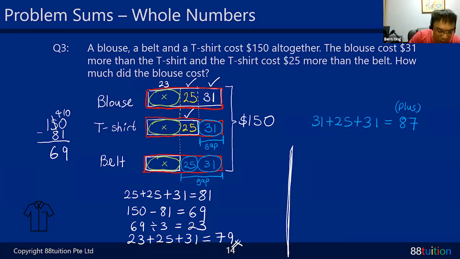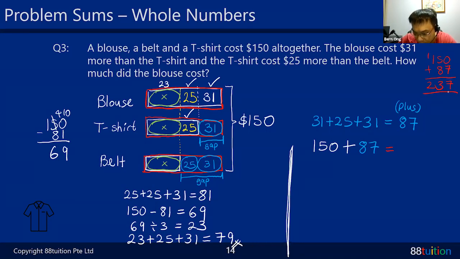So now my 150 is not enough. My 150 is only the 3 white color boxes. I purposely plus back the 87. That will give me the 3 red boxes. So 150 plus 87, look at the color coding. Here is 7, 8, 9, 10, 11, 12, 13. All right, 237. Do you get this? So this 237 is 3 red color boxes. This 237 is 3 red color boxes.